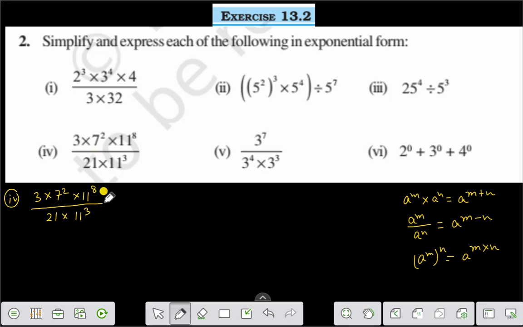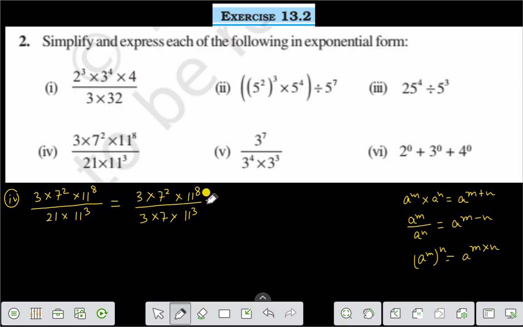Now question number 4, you can write here as it is, 3 into 7 to the power 2 into 11 to the power 8, and it is divided by 21. 21 can be written as 3 into 7, into 11 to the power 3. So you see all the bases are same. Therefore, we can write with this formula, a to the power m by a to the power n, a to the power m minus n.